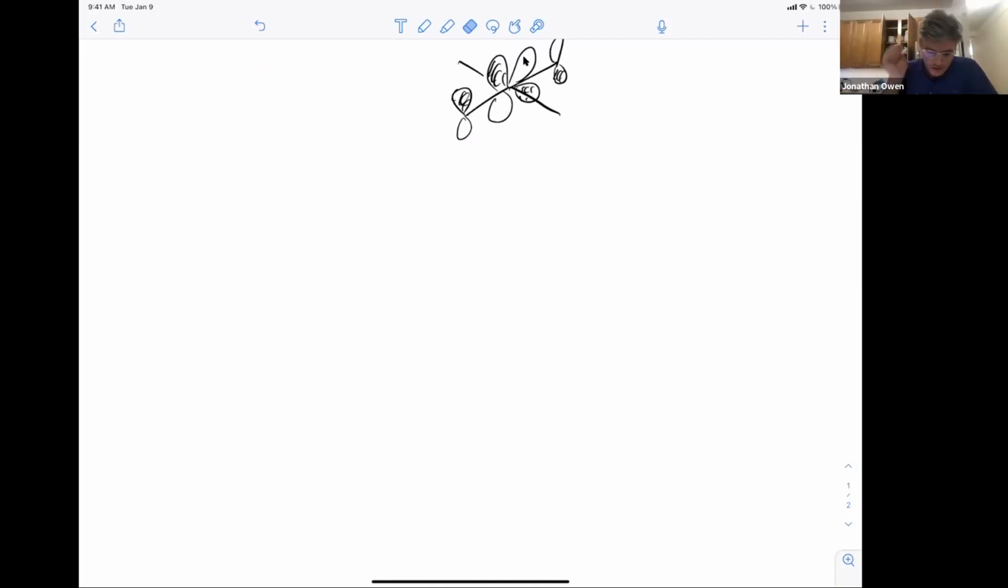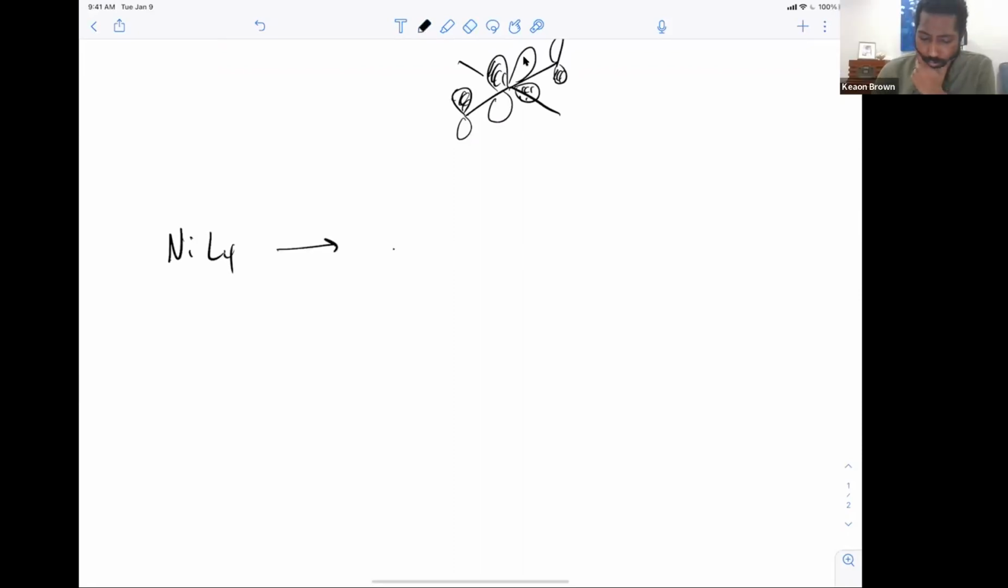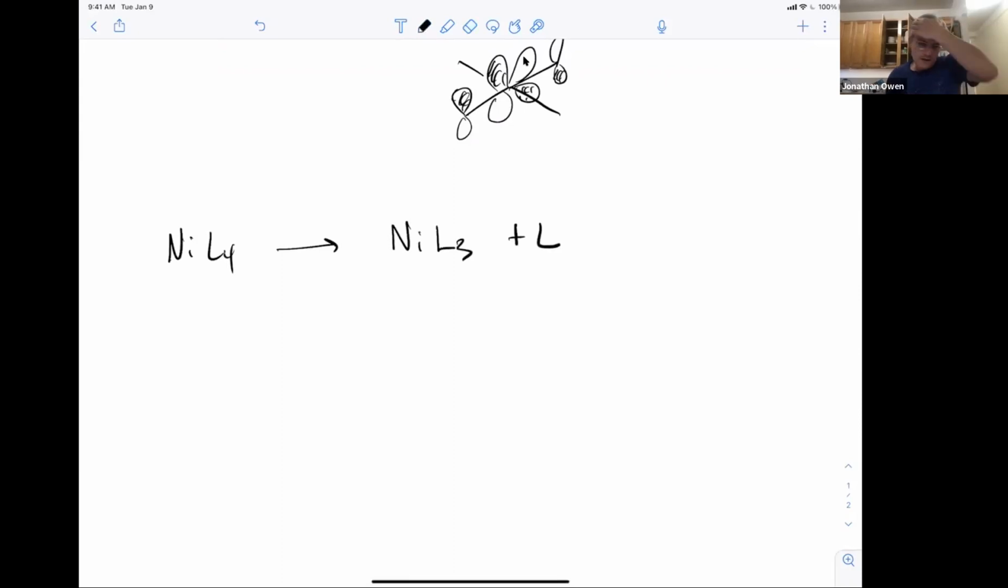So the example we discussed in class was on a nickel L4, right? And what we wanted to know is how easily does it lose a ligand? And the real question is, what's the delta G for this reaction? Is it downhill or not? It should be downhill if it's happening. Well, it could happen a little tiny bit and be uphill because there's thermal energy in the system, right?